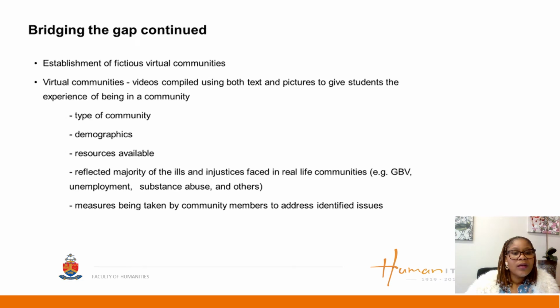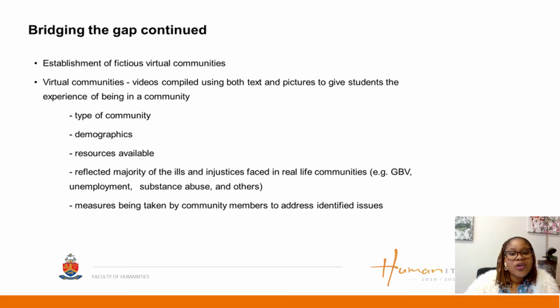On second year level, the gap was bridged through the establishment of fictitious virtual communities. These virtual communities were videos that were compiled by lecturers using both text and pictures with the aim of giving students an experience of being in the community, considering that they couldn't physically go due to the COVID-19 restrictions and measures. Names were allocated by lecturers to these specific virtual communities, and the context that was included in the video gave students an insight into the type of community it was, its demographics, and the type of resources that were available within that particular virtual community.